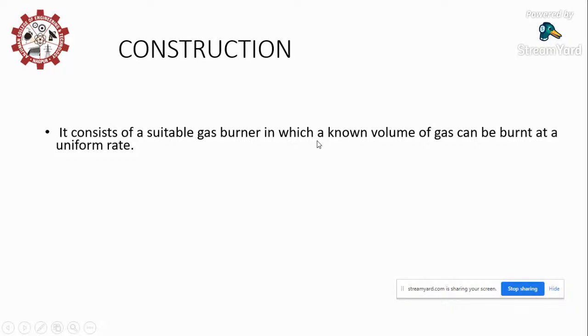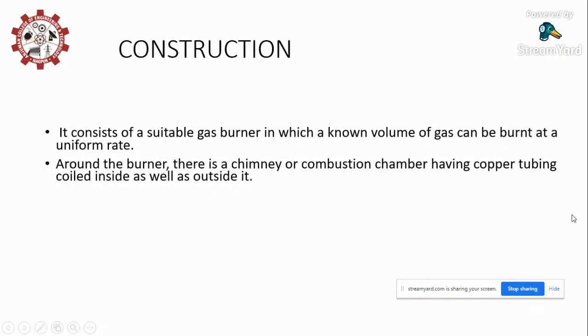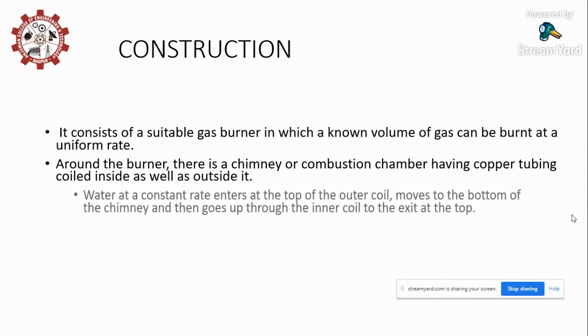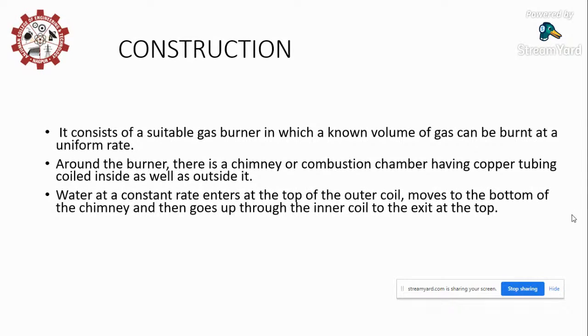Now let us go with the construction part. It consists of a suitable gas burner in which a known volume of gas or fuel is burnt at a uniform rate. Around the burner, there is a chimney or combustion chamber having copper tubings coiled inside as well as outside. Water at a constant rate enters at the top of the outer coil, moves to the bottom of the chimney, and then goes up through the inner coil to the exit at the top.